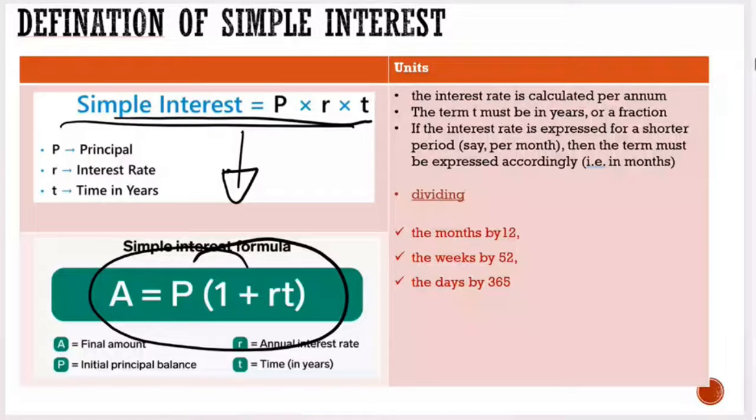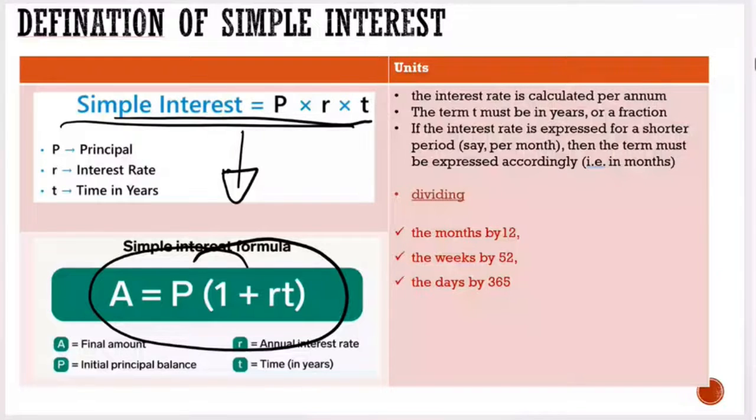Okay, maybe they say the interest is paid weekly. That means you are going to divide the interest by 52. That is the number of weeks in a year.